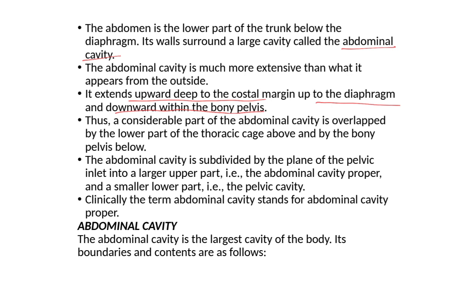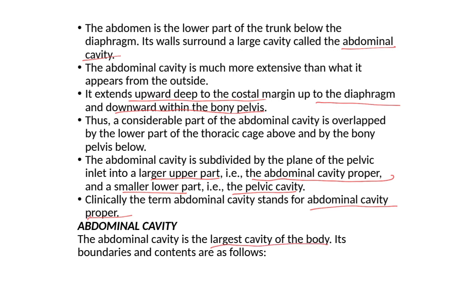The abdominal cavity is subdivided by the plane of pelvic inlet into a larger upper part, that is the abdominal cavity proper, and a smaller lower part called the pelvic cavity. So the plane of pelvic inlet divides the abdominal cavity into a large upper part called the abdominal cavity proper and a smaller lower part called the pelvic cavity. Clinically, the term abdominal cavity stands for abdominal cavity proper. Abdominal cavity is the largest cavity of the body.